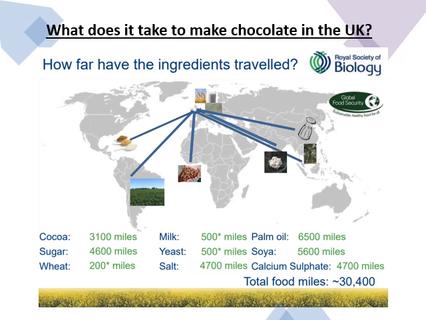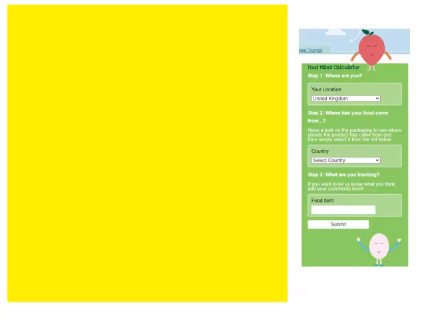Salt, blimey, that's come from 4,700 miles. Palm oil, soya, calcium sulfate, all these different things for your chocolate have traveled all that far. So 30,400 miles just for your chocolate bar alone.